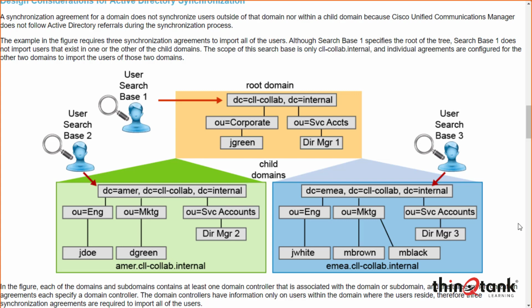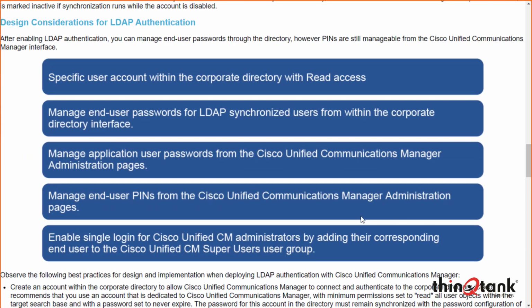All right. Now, with regard to authentication, there are some design considerations as well. Once we've enabled LDAP authentication, we manage end user passwords through the directory, but again, those extension mobility PINs are still going to be managed with Call Manager. So a couple of bullet points here: specific user accounts within the corporate directory could have read-only access. We can manage end user passwords at LDAP from within the corporate directory interface. We manage application user passwords from Call Manager administration pages. Remember, those application users are always going to be separate.